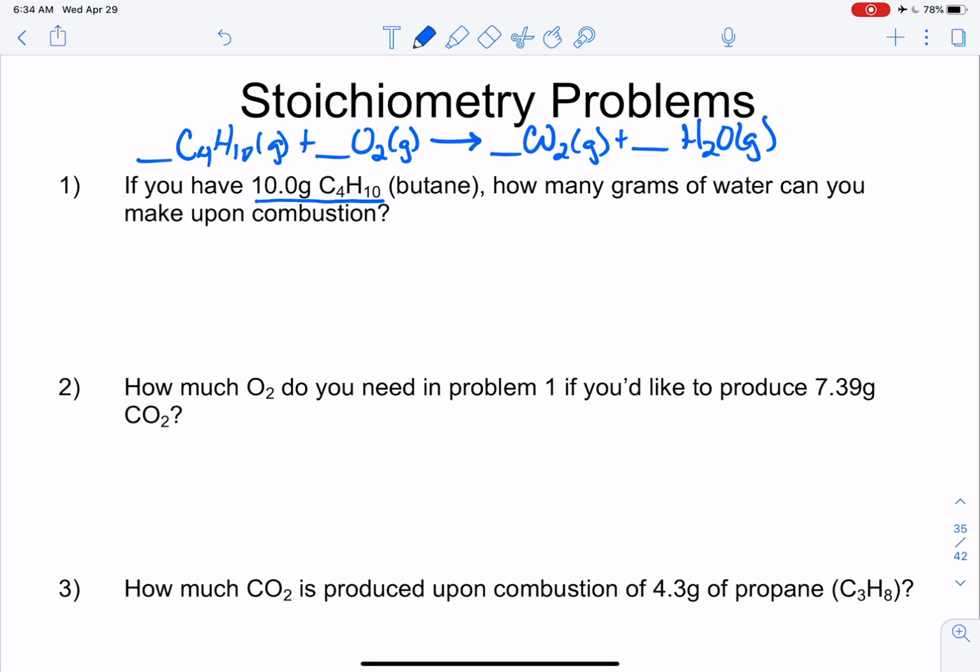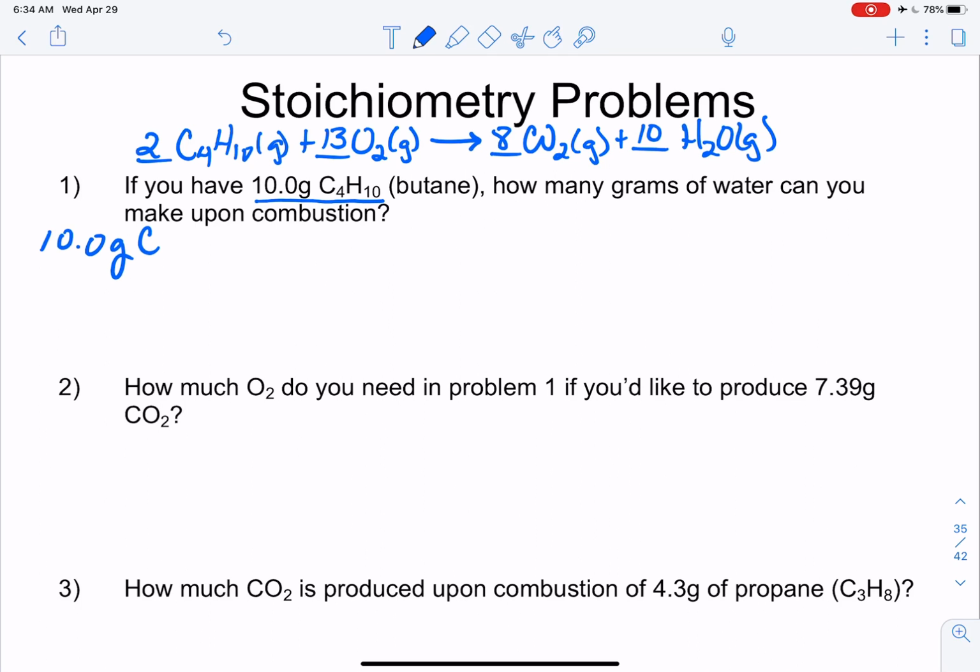So we balanced this exact same equation, and this was one of those ones where we had to double all the coefficients. And we found that we had to have coefficients of 2, 13, 8, and 10 for this equation. So now we can see all the coefficients and we can solve this problem. So we can go ahead and go to the part of the question that we're used to doing first, which is writing out the given.